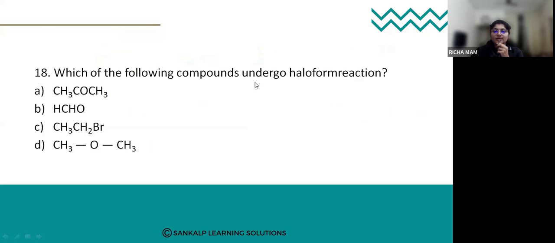Which of the following compounds undergo haloform reaction? First one is your ketone, second one is your formaldehyde, third one is your alkyl bromide, that is ethyl bromide. Then fourth one is your ether. Baby has answered it as C.